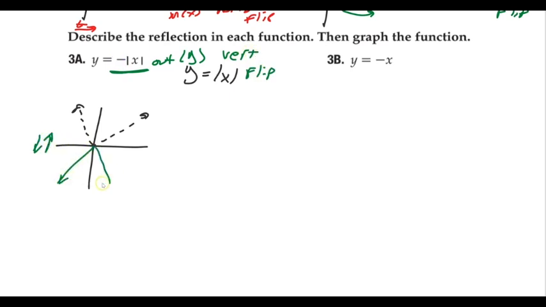Something like this. Remember, we're just doing a sketch. That's a negative absolute value of x. Flip it up and down. Now this graph, there's two ways to do it.